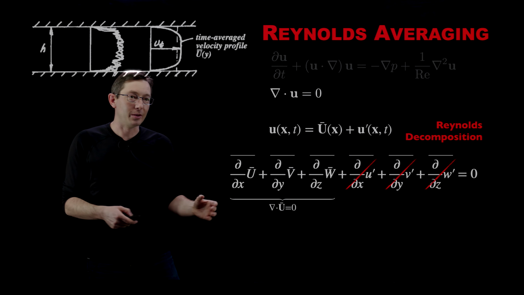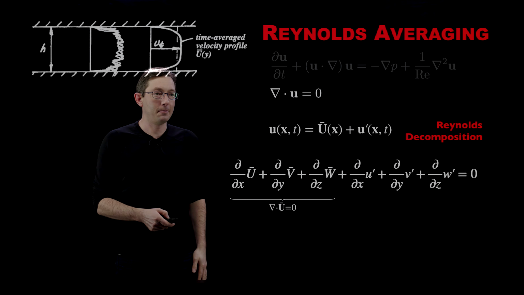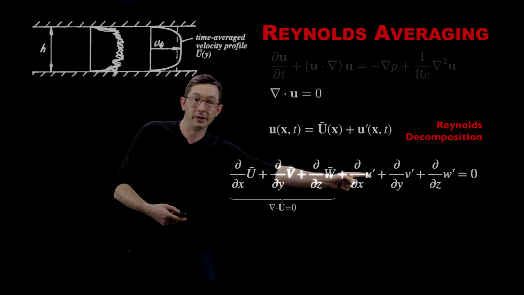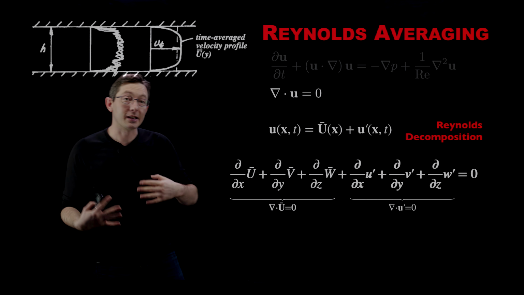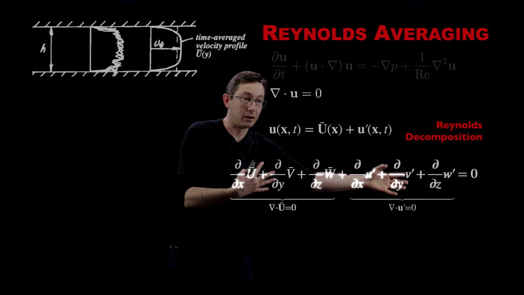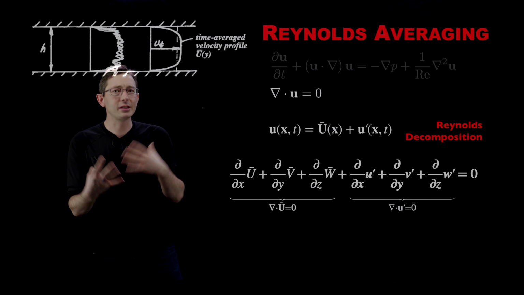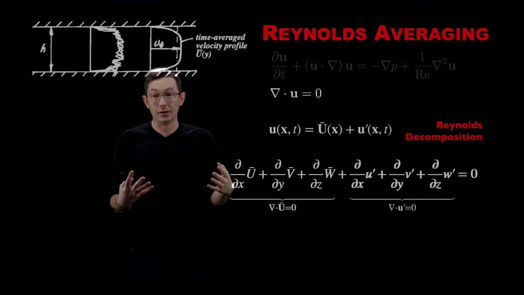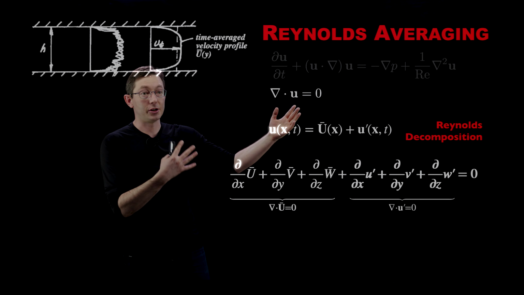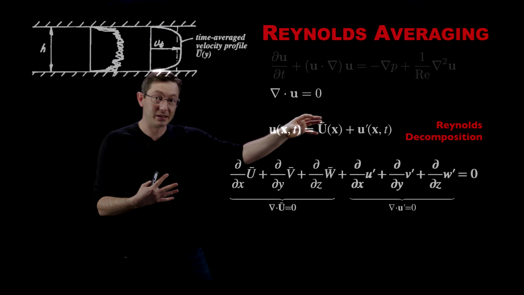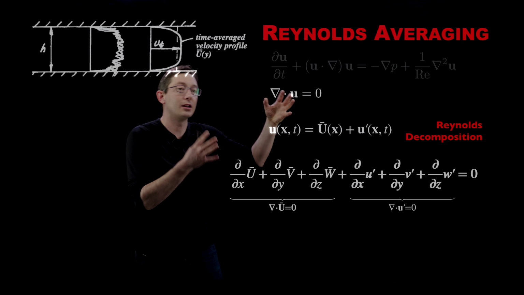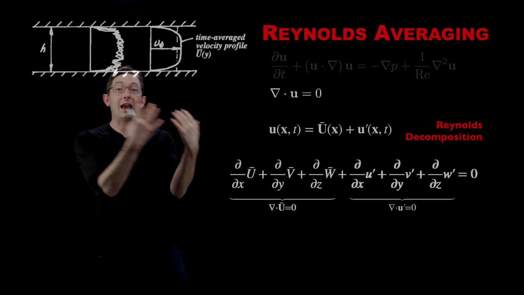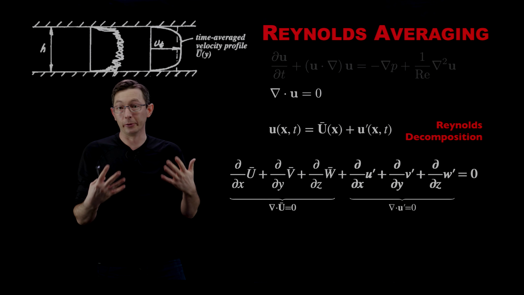Now, by a similar argument, if these three terms are equal to 0, then it stands to reason that these three terms before I time average were also equal to 0. And so it means that the divergence of my fluctuating components is equal to 0. So this is the kind of game you can play with this Reynolds decomposition. I plug it into my continuity equation, and I find these two equations: that the divergence of my mean flow and my fluctuating velocity field are both equal to 0.